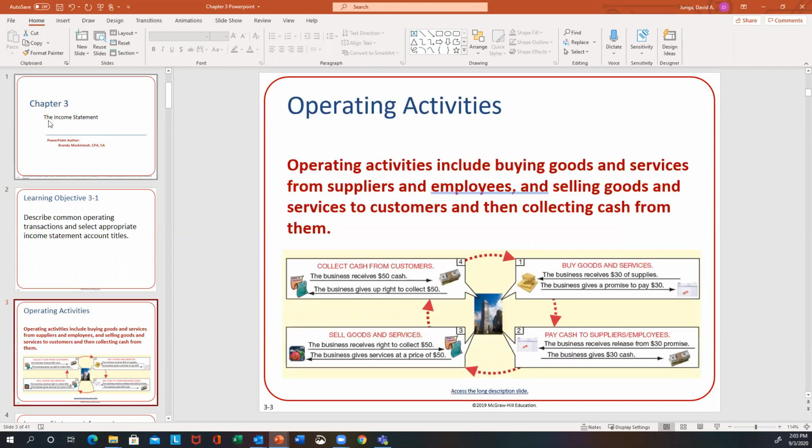So the first thing is looking at these things called operating activities, which include things like buying goods and services from suppliers, paying your employees and so forth. So we'll be looking at collecting cash, again, selling goods, buying goods and services, as well as paying cash to not only your suppliers, but also to your employees.